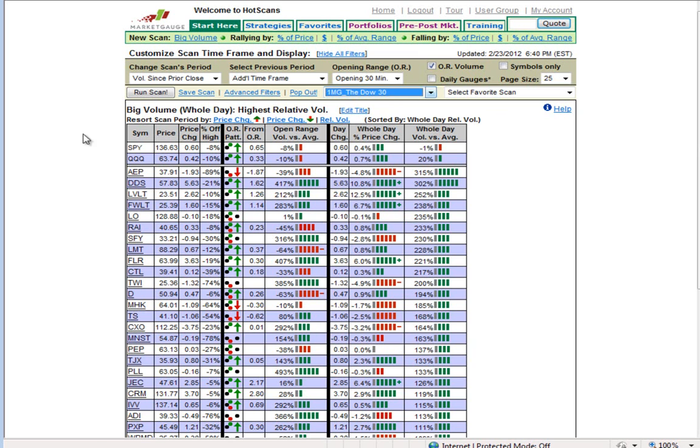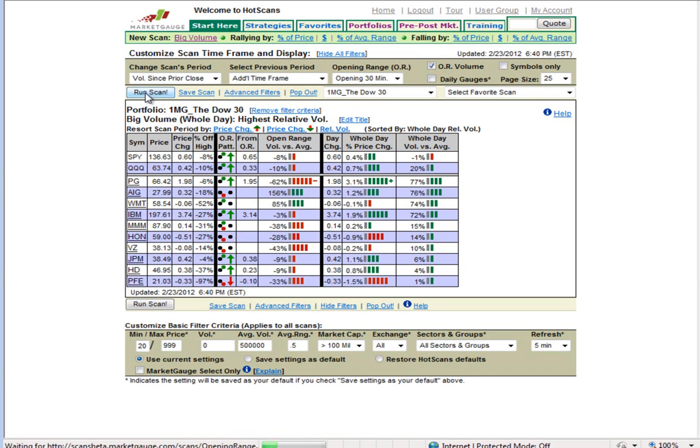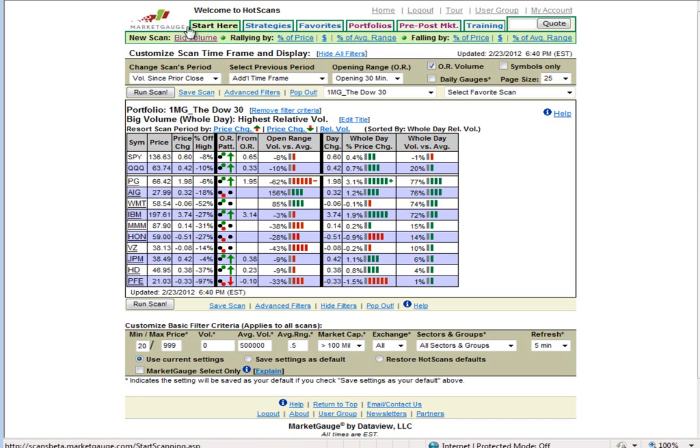If I select the Dow 30, hit Run Scan, this is what will happen. Now, I started with big volume, so my table is sorted on big volume. It's also got my defaults down here below in terms of the filter criteria. Now, if I want to just look at what the overall Dow is doing, and I want to find the stocks that are really moving the Dow, I want to do a couple things. First, I want to change it from 25 per page to 100, so I get all Dow 30.